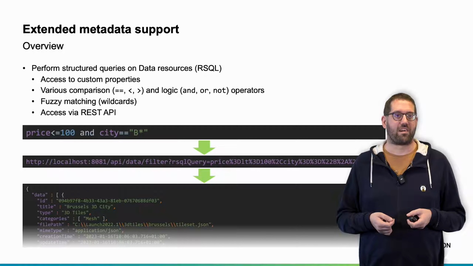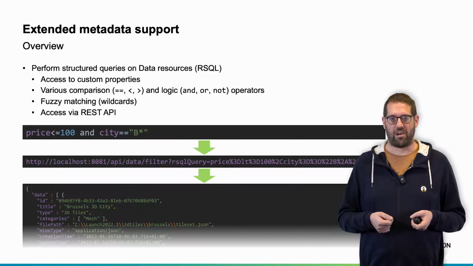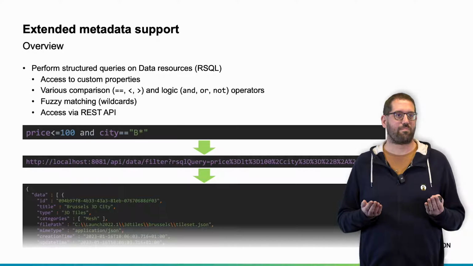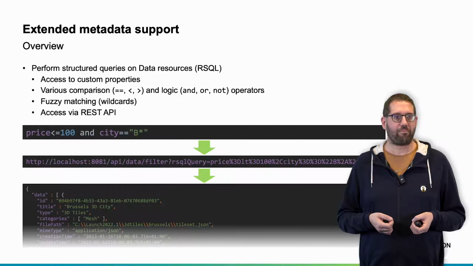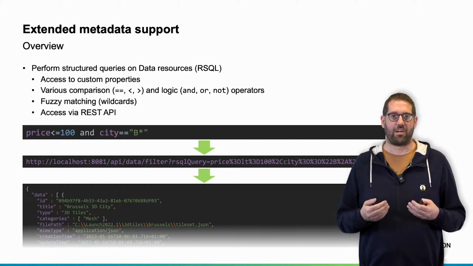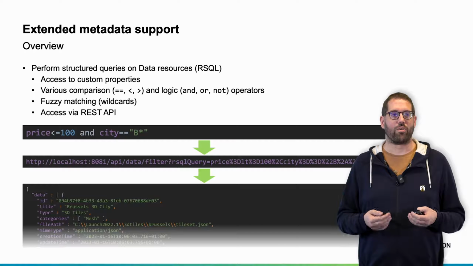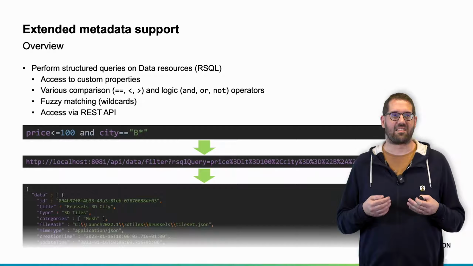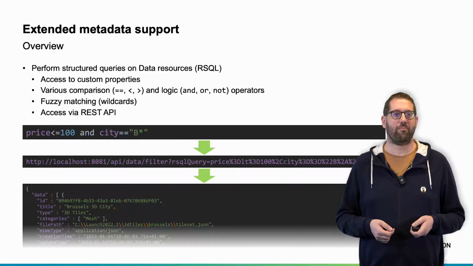In the topmost box on the slide here, you see a simple example of an RSQL query. It says price lower than or equal to 100 and city starts with a B. This would get translated into a REST API call, which is the URL that you see in the middle box. And then the server, Fusion, would respond to that by giving you a complete list of all the data it has that matches your search criteria.